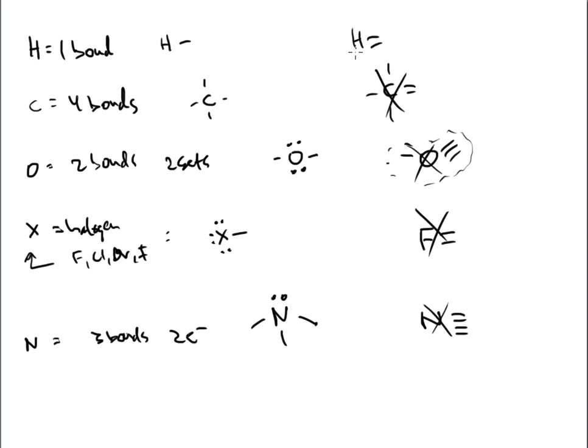You would never see 2 bonds drawn to hydrogen because it can't handle them. To get that formal charge of 0, it only needs 1 bond, and that is it. So this is the story with formal charge.